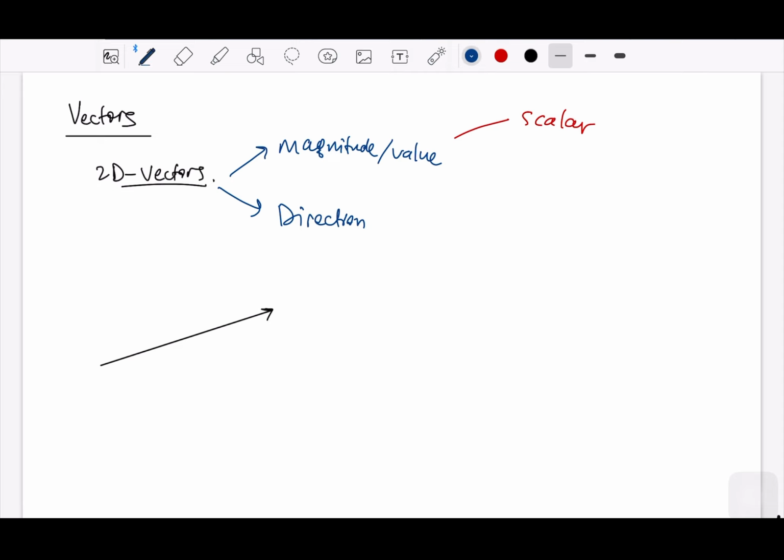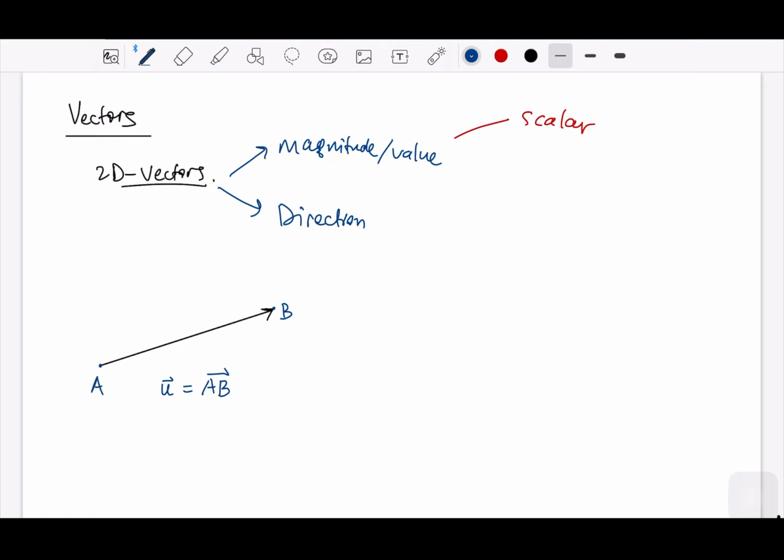For example, we take this, let's say it's point A, and then point B. So it's something moving from A to B, and we could call this vector u. Let's say this is a vector u. We can also write this as AB with an arrow on top of it.